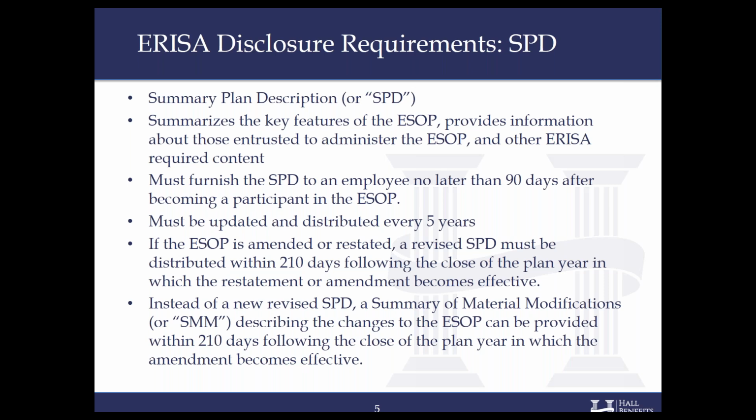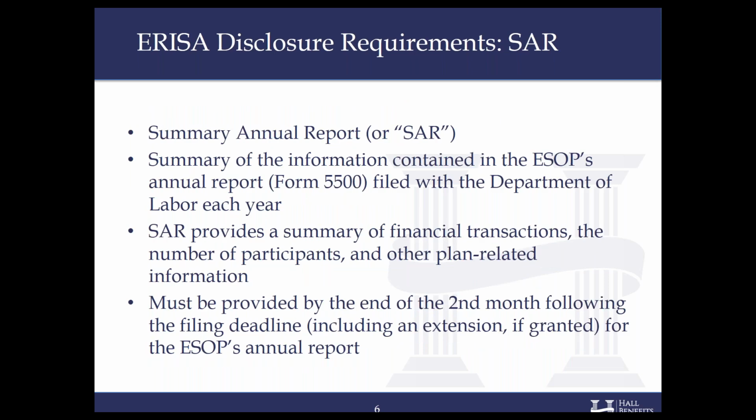So the summary plan description is one thing that you have to give participants, and it is just a summary of the plan terms. A summary annual report is the second thing that is absolutely required to be given to these ESOP participants. A summary annual report is a summary of the financial aspects of the plan.